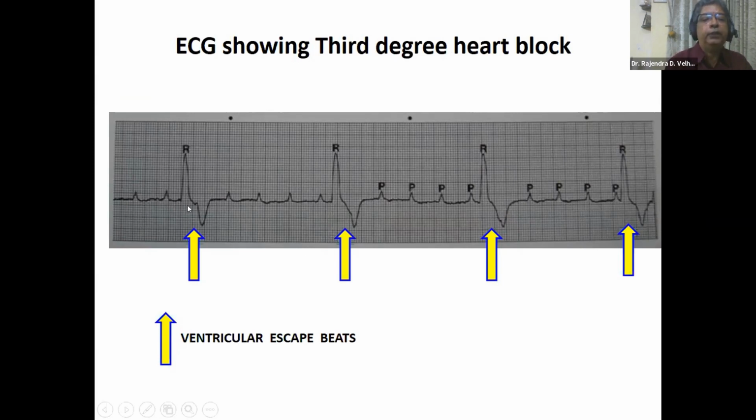Because as per the definition we have seen, the P wave and the QRS complexes should be related. So if we consider this as a QRS complex, then let us see the PR interval here. The PR interval here is reduced. Here it is further reduced. Here it is still reduced. So what you see is that the PR interval is changing. That means the P waves are not related to the QRS complexes. So this is not a QRS complex, but a ventricular premature complex.